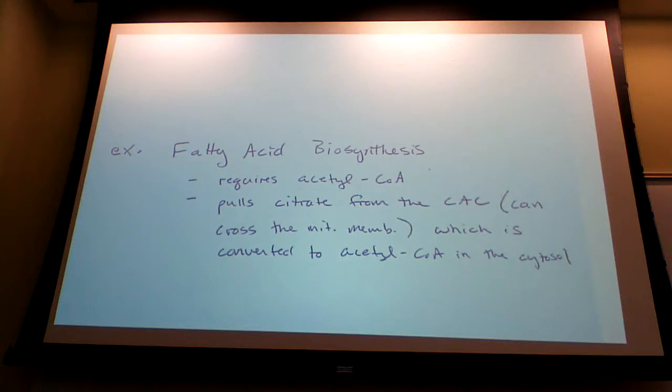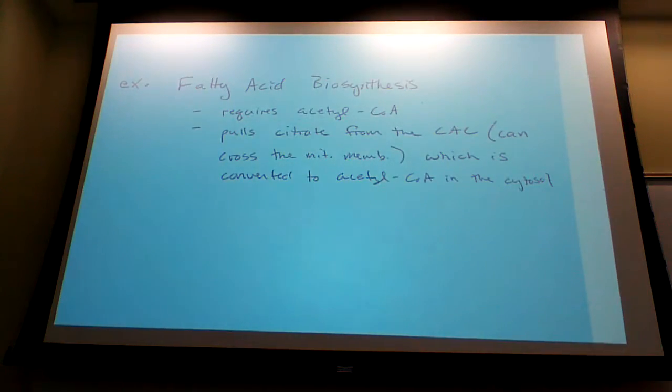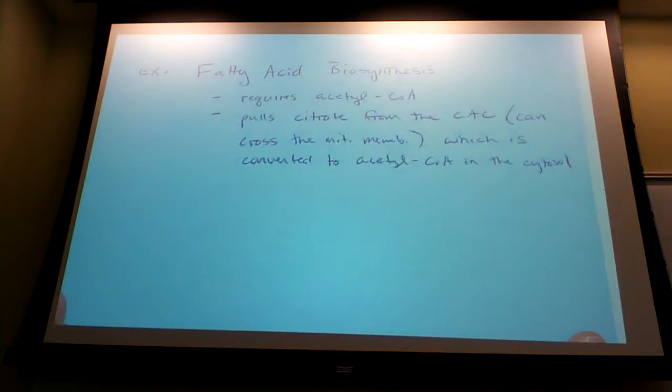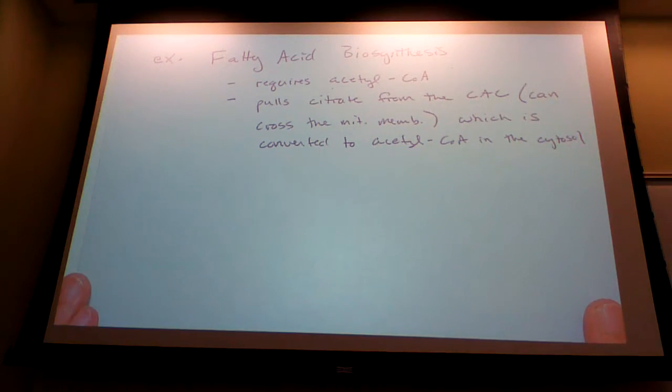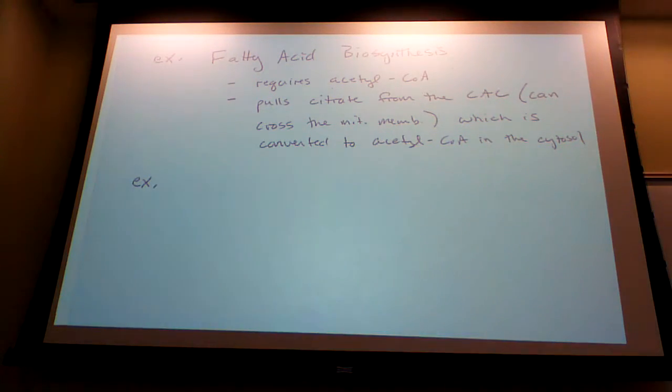Okay, so if you have a lot of extra glucose around, you can upregulate synthesis of fat in order to store it. And that is done by pulling citrate out of the CAC. And then one more for our cataplerotic.